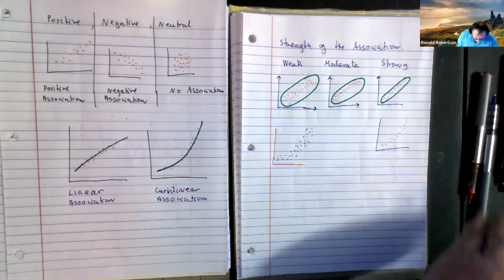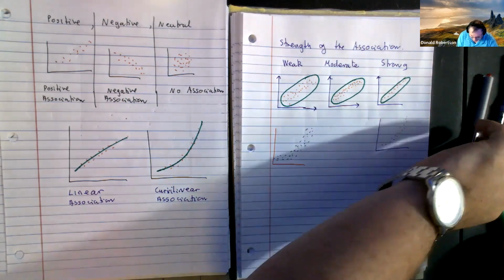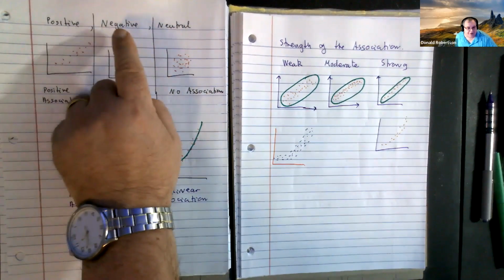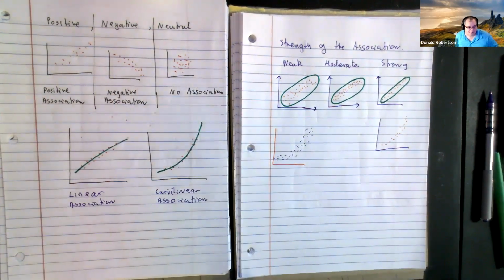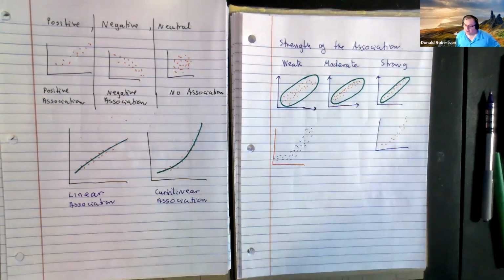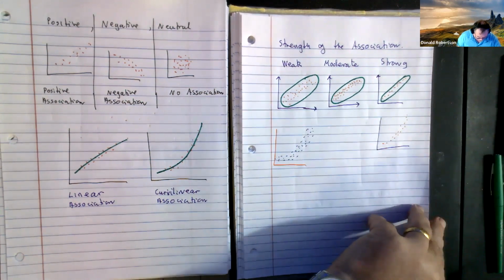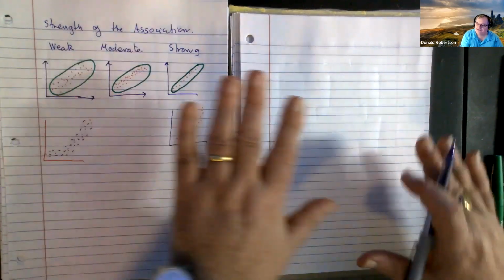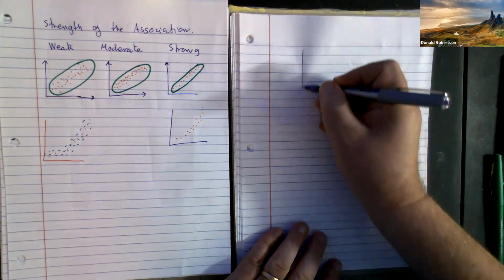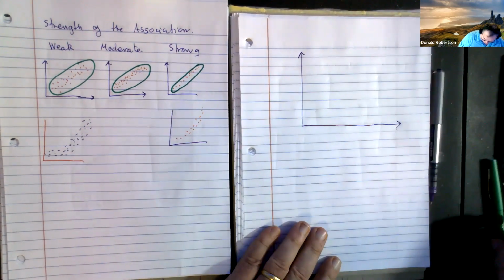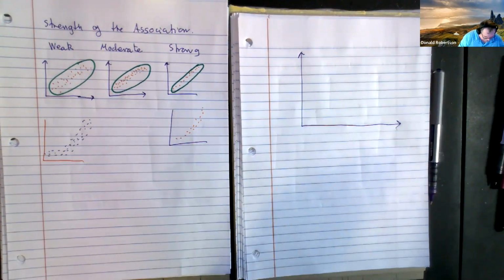So we have a vocabulary now that allows us to talk about scatter plots. The vocabulary is positive, negative, no association, linear, curvilinear, strong, weak, moderate, right? So I'm going to draw a scatter plot, and we'll see if we can put the language that we've learned into describing this particular one. I'll use the green dots, they're much thicker anyway.